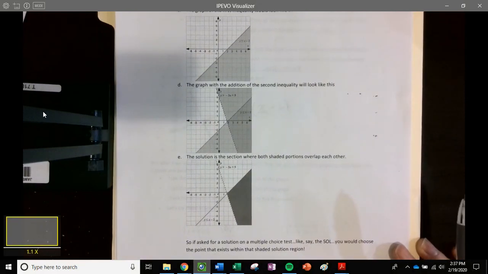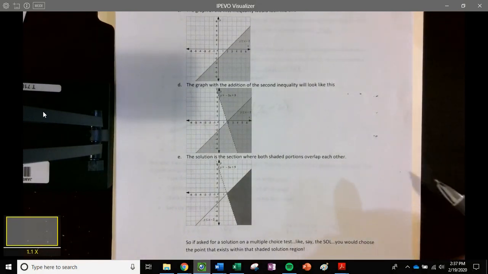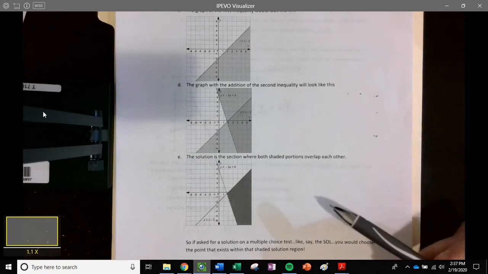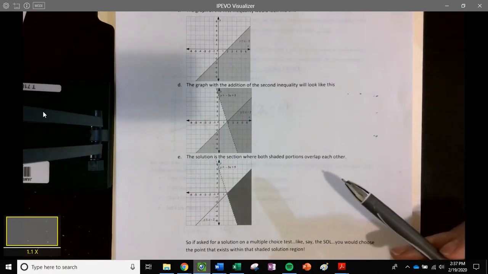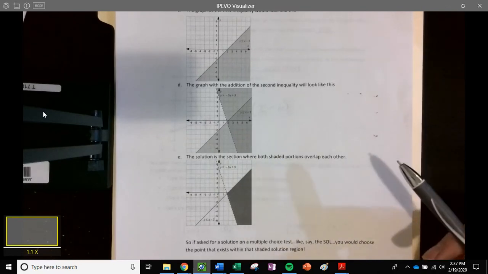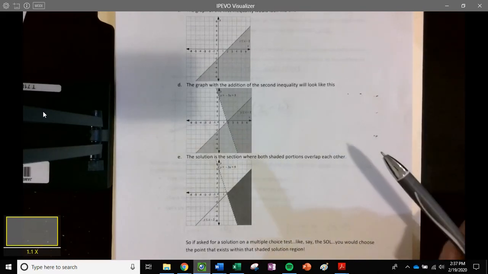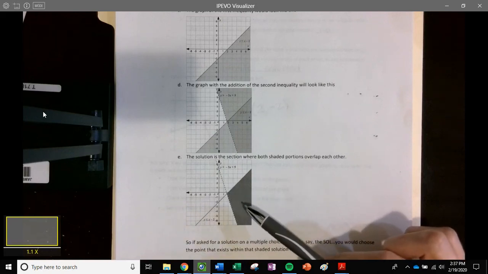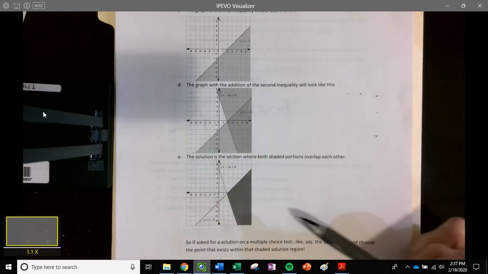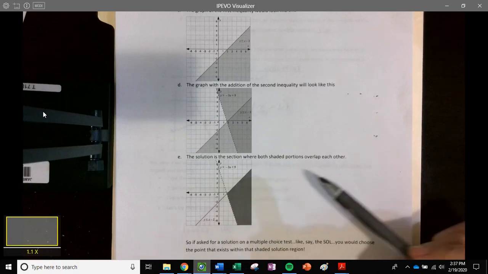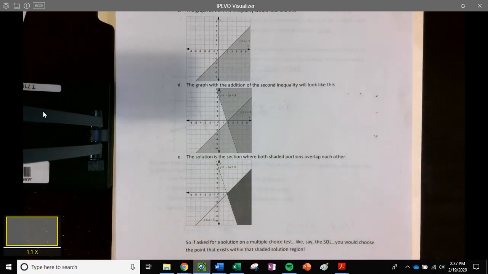Okay, so if you were asked for a solution on the multiple choice test, like the SOL, it could say, is this point, and they could give you a point, a solution for this system of inequalities? And as long as it fell within the darkest shaded area, you could say, yes, it is. Or you could pick a point that falls within that area. So however the question is framed, you're just looking for a point that is within that area of double shading or of overlapping shading. And that is the solution to a system of inequalities.